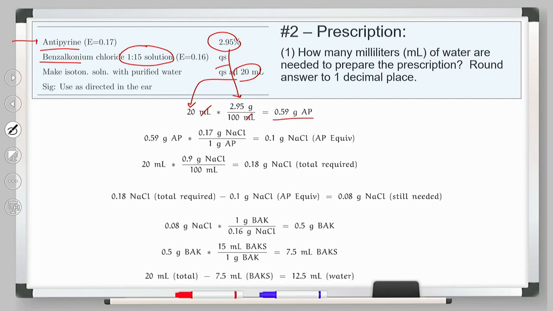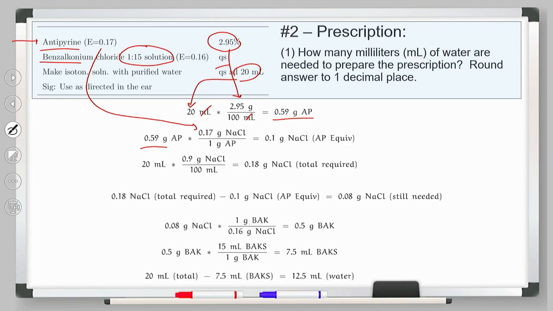But I have no clue what its tonicity effects would be. Let's convert it to how much equivalent sodium chloride that mimics. So if I take that amount of antipyrine and use its E value, and this is again the trick here, E value of 0.17 means what? 0.17 grams of sodium chloride. The number goes with the grams of sodium chloride per gram of drug.